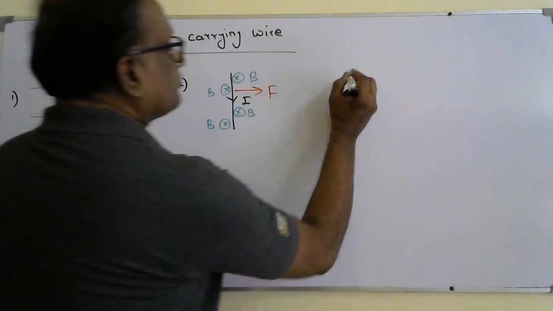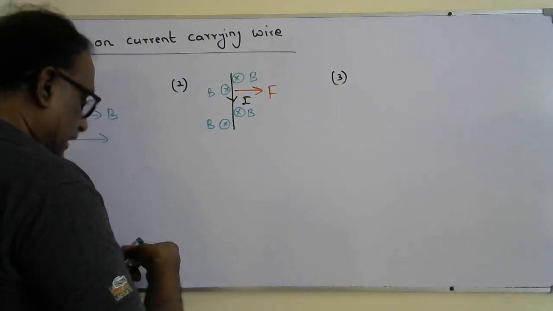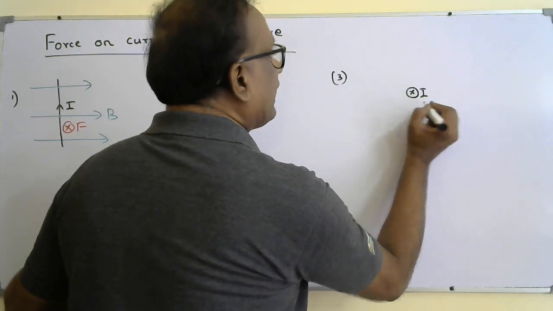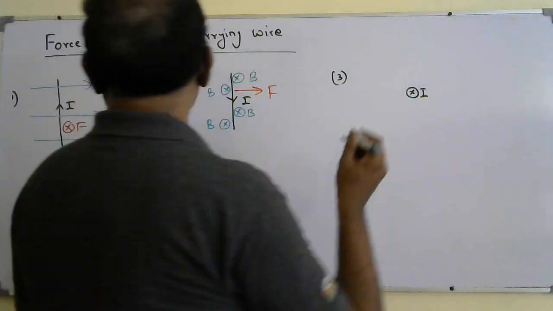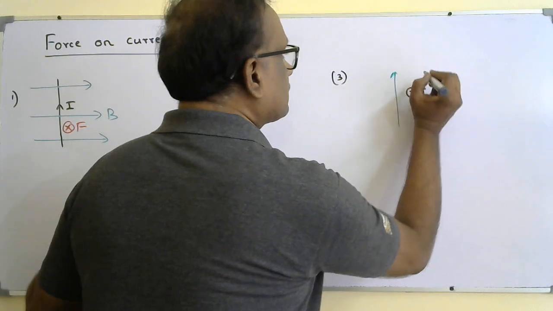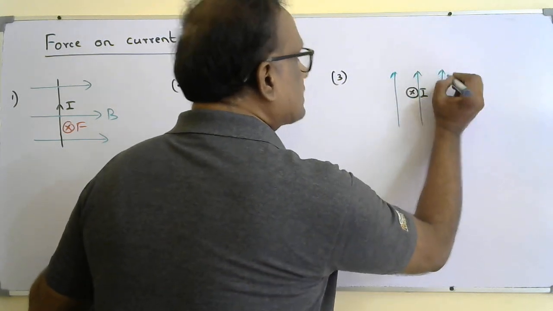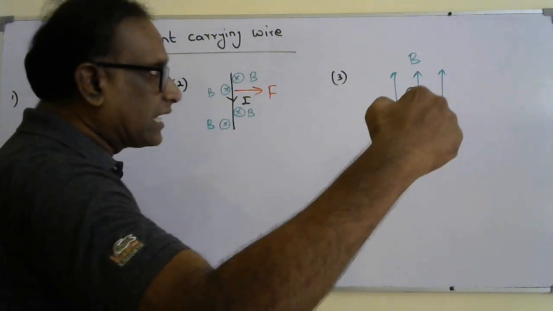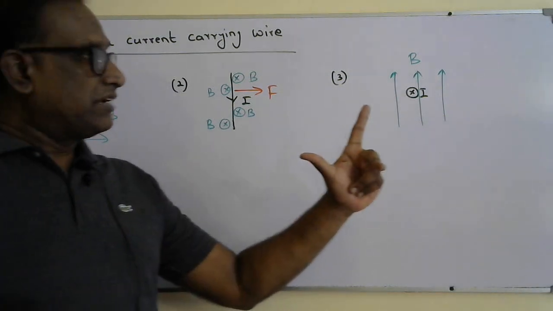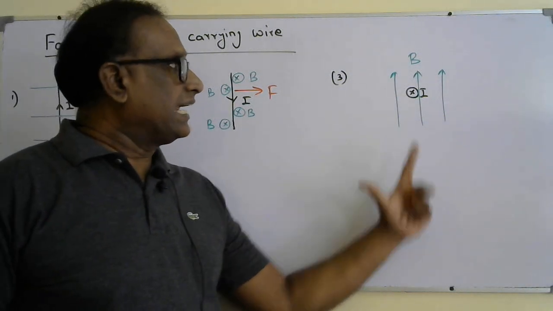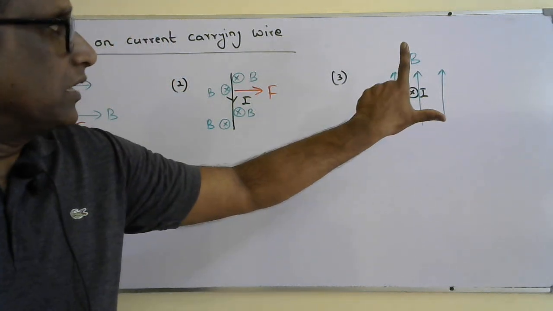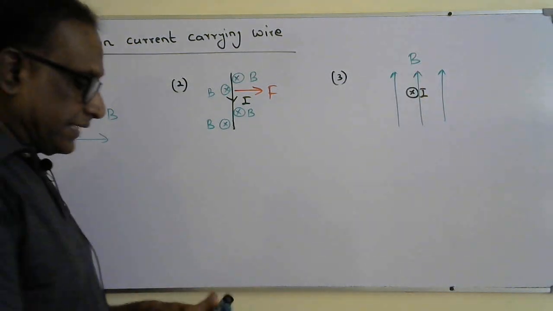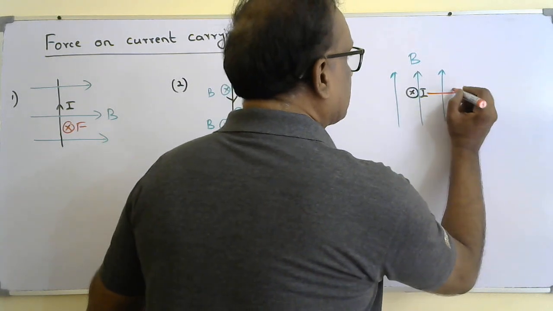Third example. The current carrying wire is into the page. Current is flowing into the page, and the magnetic field lines are upwards. What will be the direction of the force on this wire which is carrying current into the page? Okay, use Fleming's left hand rule. For the magnetic field, the index finger indicates upwards. Current is into the page. So the thumb is pointing to the right. So the magnetic force is towards right.